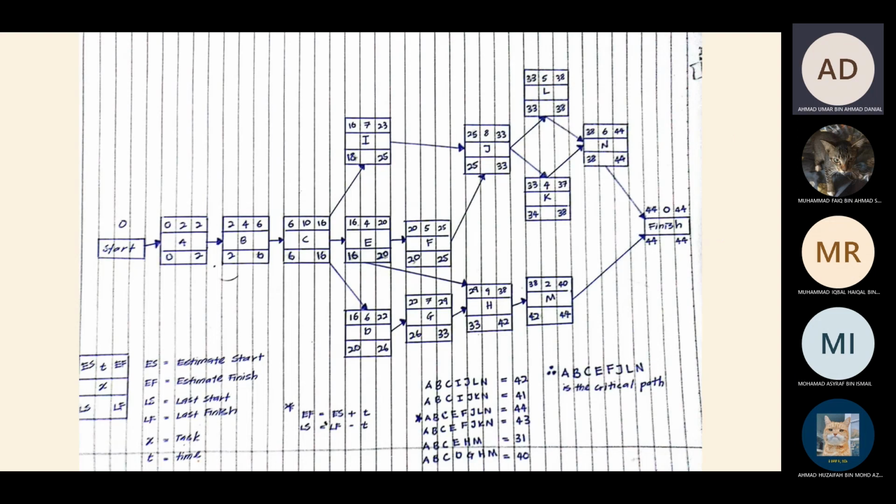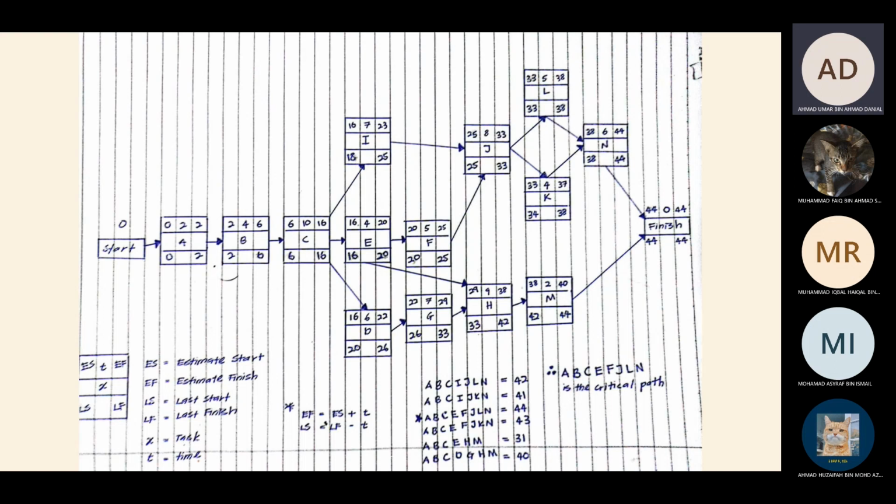So as we can see in this PDM, the letters or alphabet A, B, C, D, E, and so on is the activity code for the question. So what we need to find is the ES, which is the estimate start, the EF, the estimate finish, LS, the last start, and LF, the last finish.